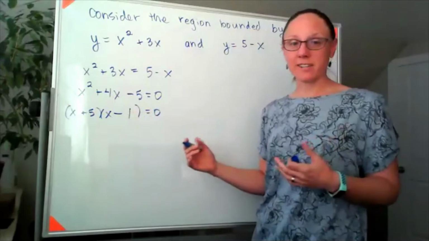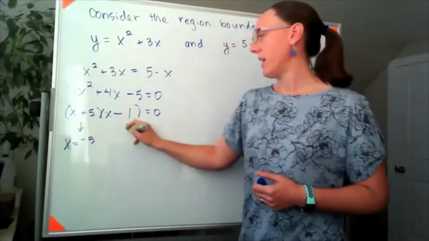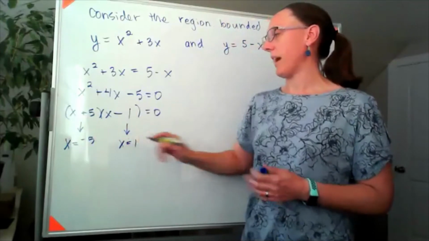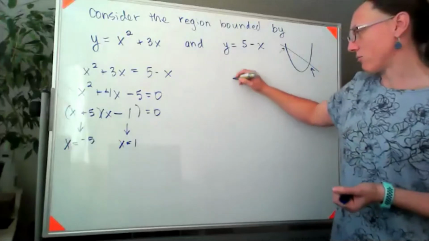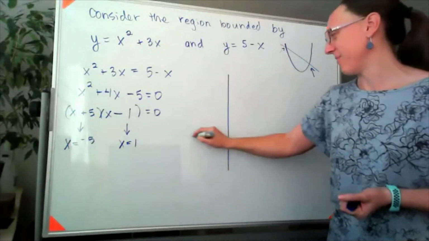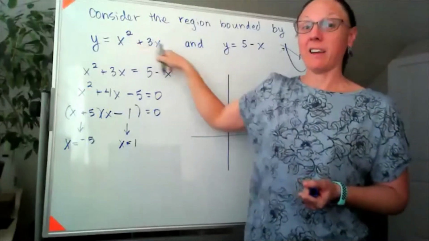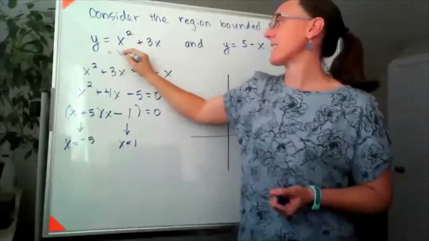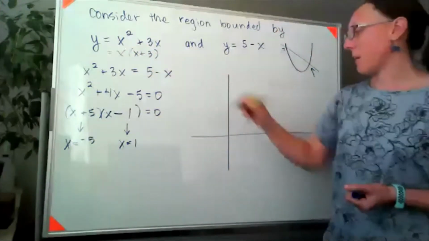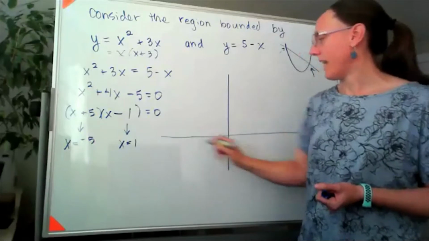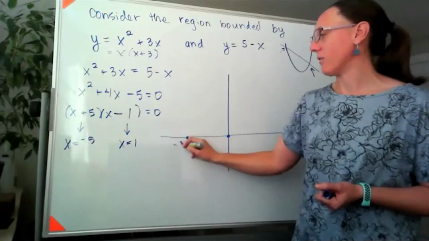So I know I've got two intersections. One of those is happening at x equals negative 5, and the other one is happening at x equals 1. So if I draw this a little bit better, I know that with this parabola, I could factor an x out. That's the same as x times x plus 3, which means that parabola is going to have x intercepts here at 0 and at negative 3.